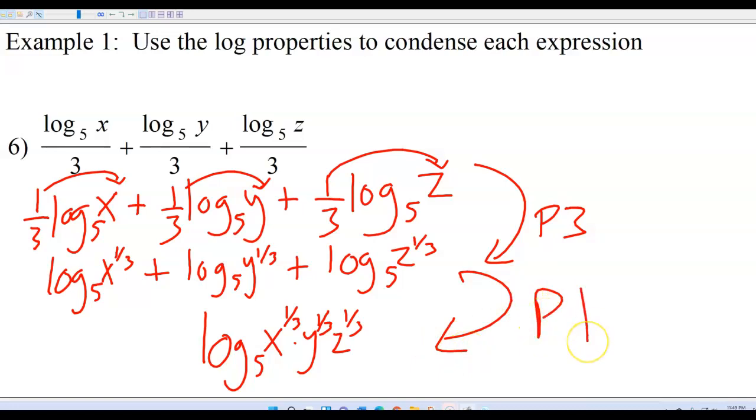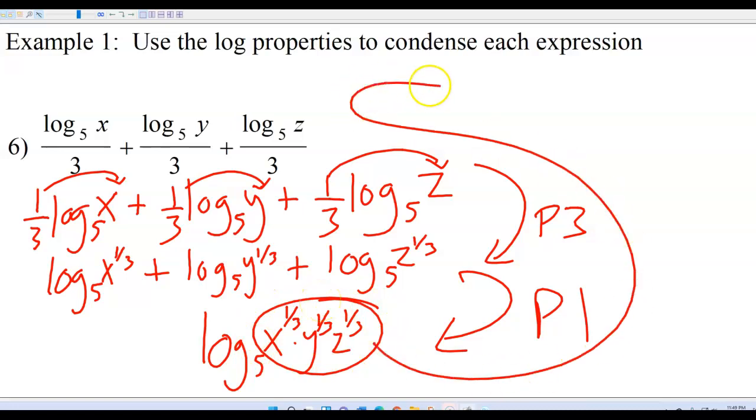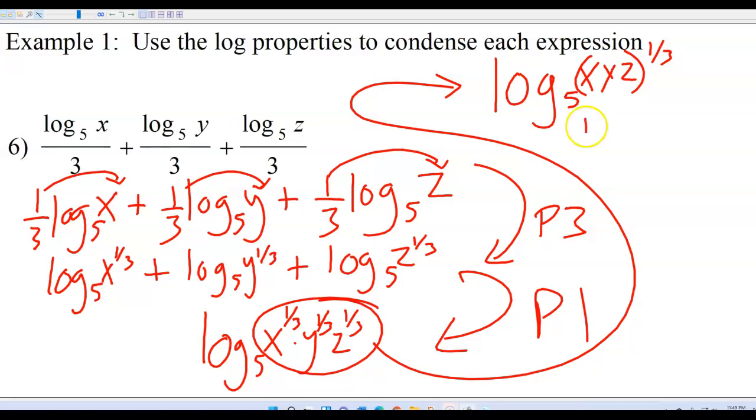Now, we could stop here, but I want to show you some interesting things that can come out of this. First of all, notice how they all have the same power. I can rewrite that in the following way. If they all have the same power, then I can just group them and put the one big power there on the outside. And another thing I can do is, since that's a 1/3 power, I can also write that as a cube root.